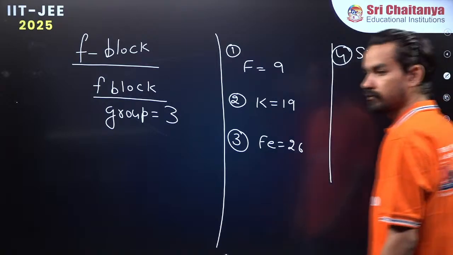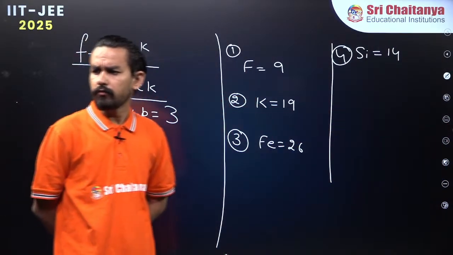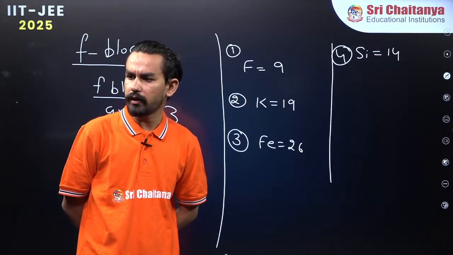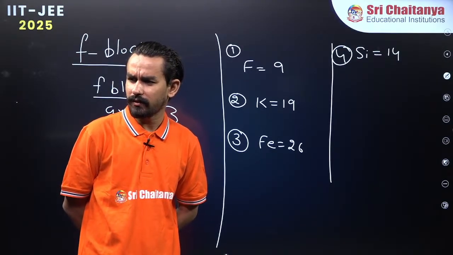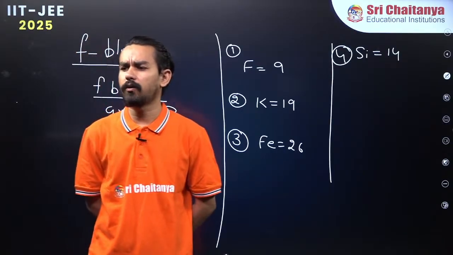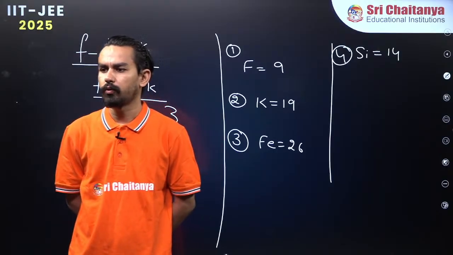Fluorine is 17, potassium 1, iron 26. 26? Only 18 groups are there in the periodic table. How 26? Silicon 4. How? Both wrong.